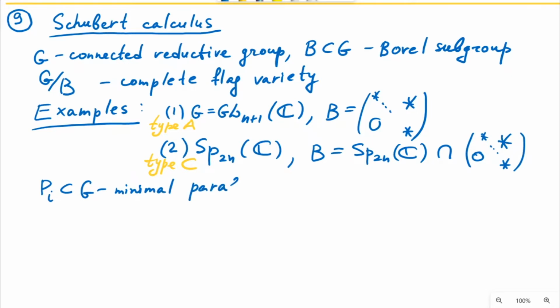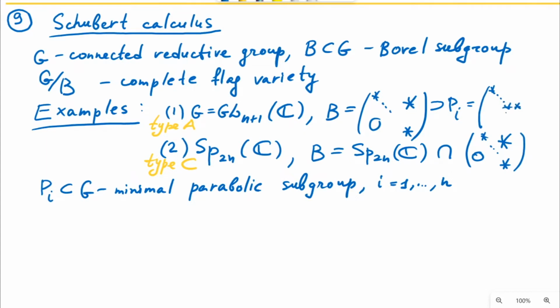We have to consider minimal parabolic subgroups. These are subgroups which are just slightly bigger than the Borel subgroup. For instance, in the case of GL_{n+1}, we should take the subgroup which consists of almost upper triangular matrices, namely we allow a single element just below the diagonal to be non-zero. And of course there are n ways to choose such an element, so we will have n minimal parabolic subgroups. And it is easy to check that the variety G/P_i has dimension 1 smaller than G/B, and of course there is a natural projection, and the fibers of this projection are projective lines.